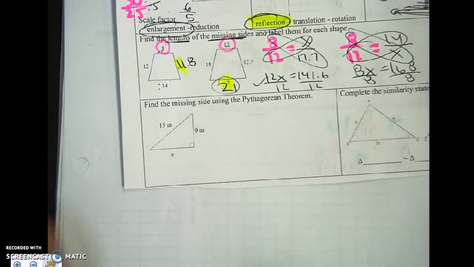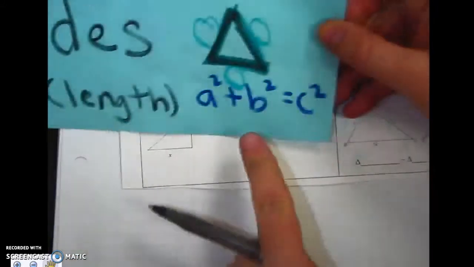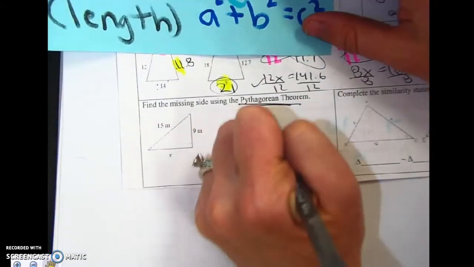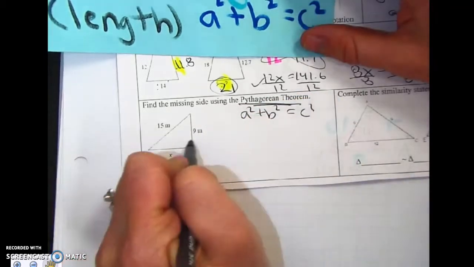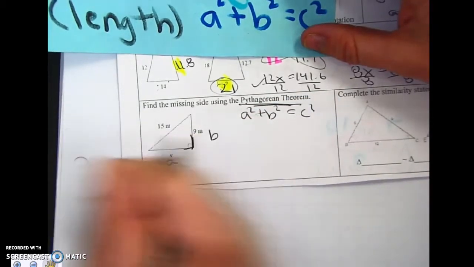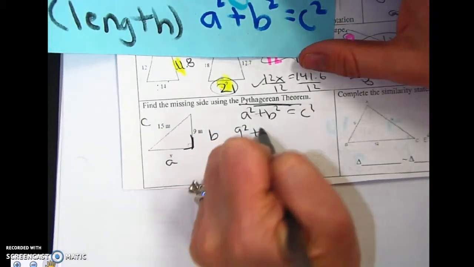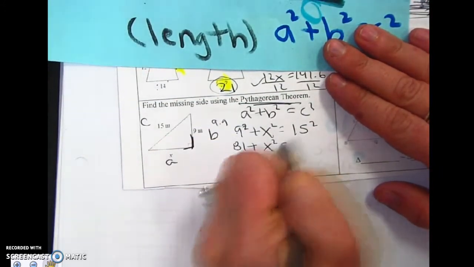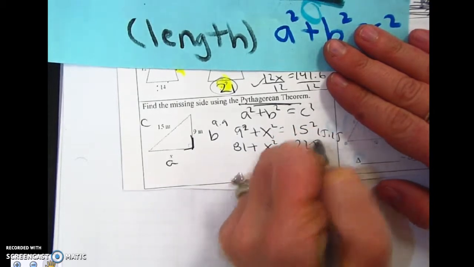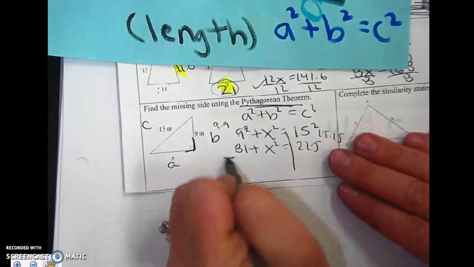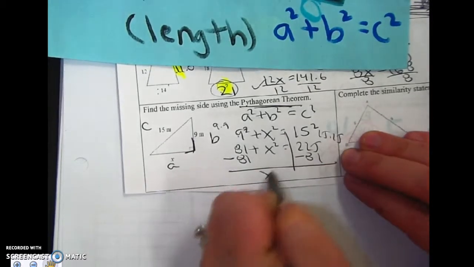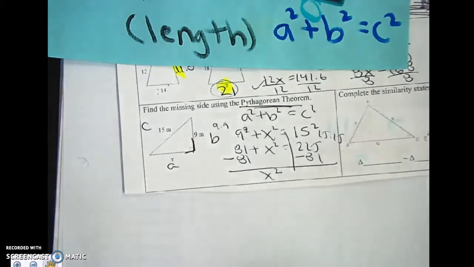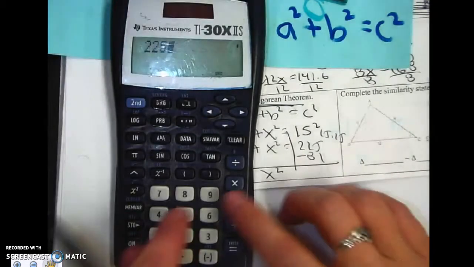Use the Pythagorean theorem to find the missing sides. When I see the Pythagorean theorem, that's this right here. A squared plus b squared equals c squared. This is your A and your B, so that's your C. 9 squared plus x squared equals 15 squared. 9 squared means 9 times 9, 81. X squared equals 15 times 15, 225. They're on different sides. Minus 81, minus 81. Subtract 81.